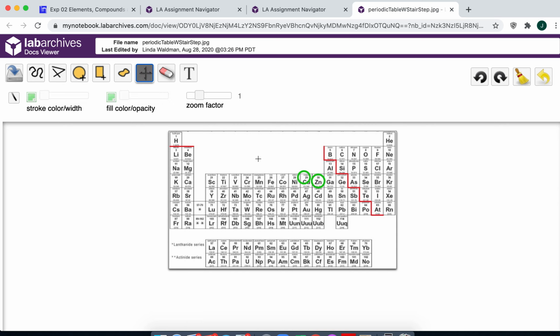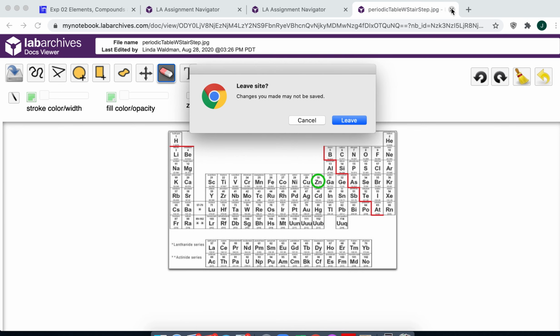So you can do this one. If you make something wrong, you can also use this eraser to remove what you just made. And after you finish the annotation, make sure you click save annotation, and it's going to auto save it to your lab notebook. Okay.